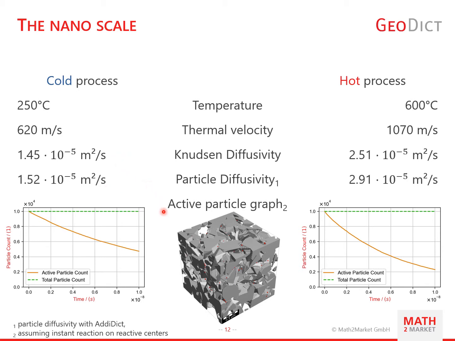And then also have a look at the active particle graphs. Assuming that our molecules will hit a reaction site here, they will be instantly caught, so they won't be active anymore. You can see the decrease in active particles is a little bit less strong in the cold process than in the hot process. As you can imagine, this is because we have a higher diffusion in the hot process, and then molecules will hit these red reaction centers more likely.